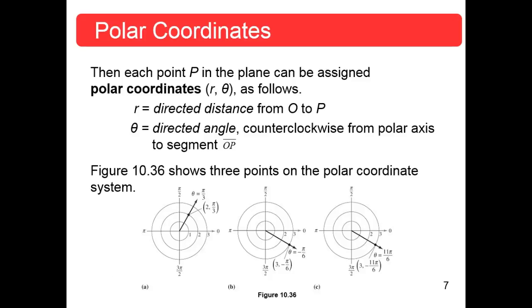They made an error here. Anyone see it? Negative sign should not be there. It should be (3, 11 pi sixths). Negative 11 pi sixths would be up here. That wouldn't be this point. So that negative should, well, I probably should do it in red, but I'll do it in darker color. That should be a plus, not a minus. Okay?